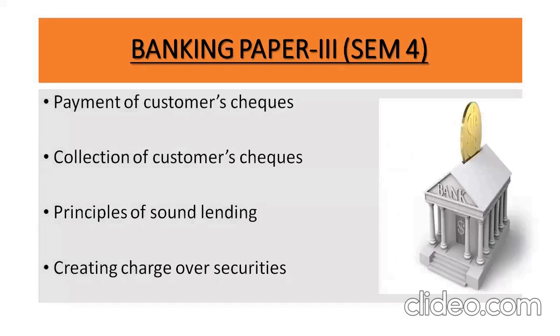For second year BCom semester 4, again, the syllabus contents for banking paper 3 would be payment of customers' checks, collection of customers' checks by the paying banker and the collecting banker, the precautions that a bank will have to observe along with the same, the principles of sound lending, the type of securities that a bank will have to accept, creation of charge over securities, again to name a few, could be mortgage, hypothecation, lien, pledge, etc.